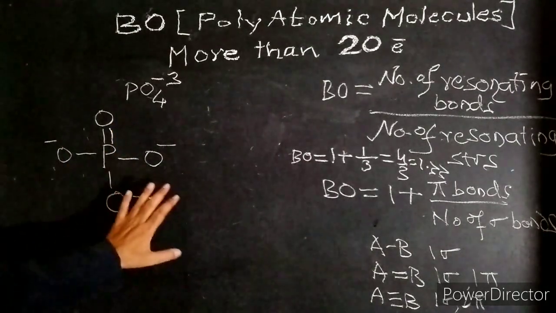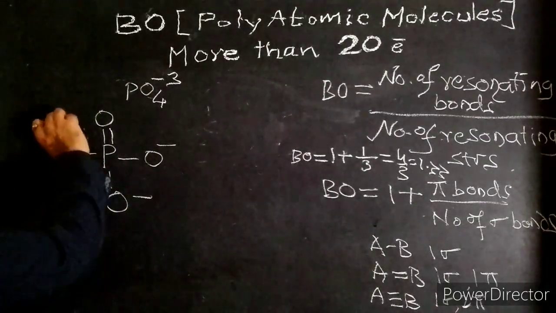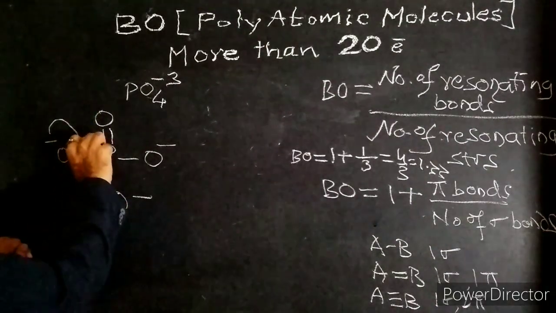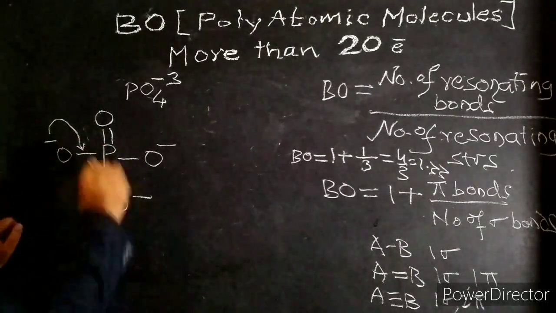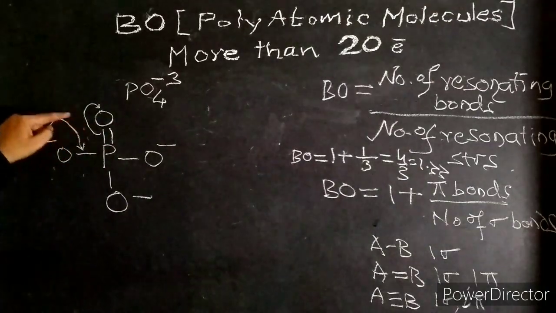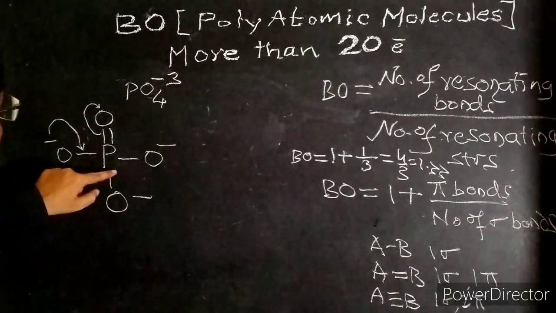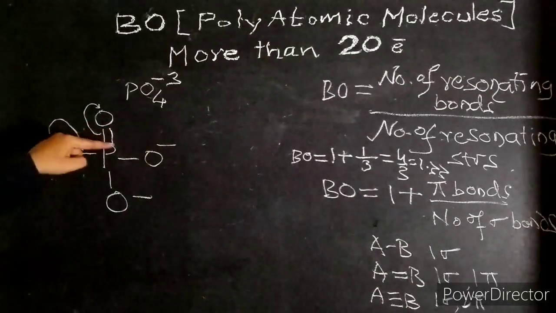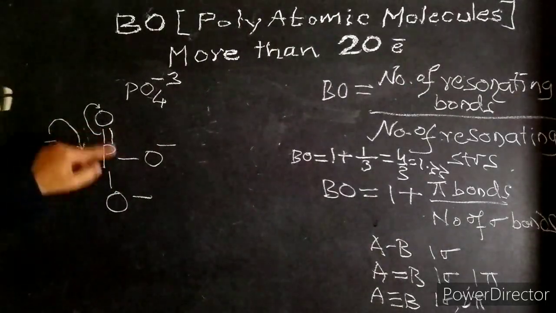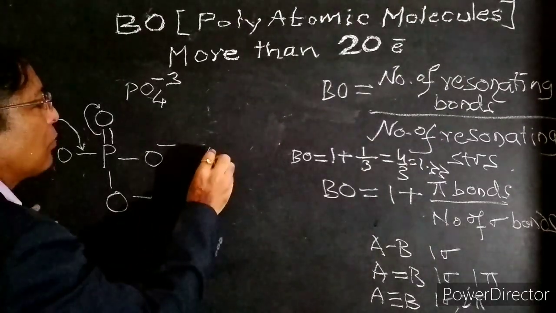Now we have to draw resonating structures. If you see here, this negative charge will convert into a double bond and this double bond will convert into a negative charge. So here there will be a double bond. Next time the double bond will come here. Next time the double bond will come here. Therefore, there are totally 4 resonating structures possible.